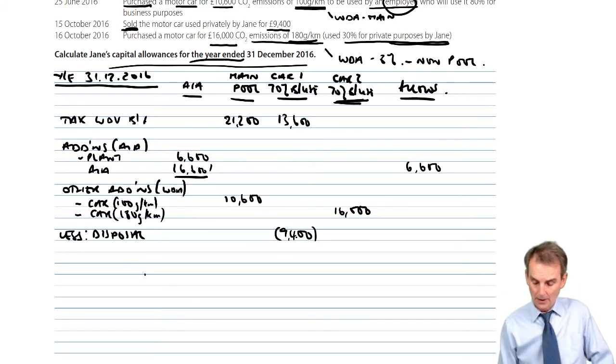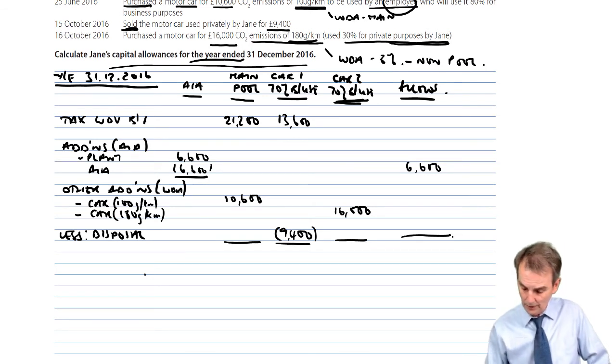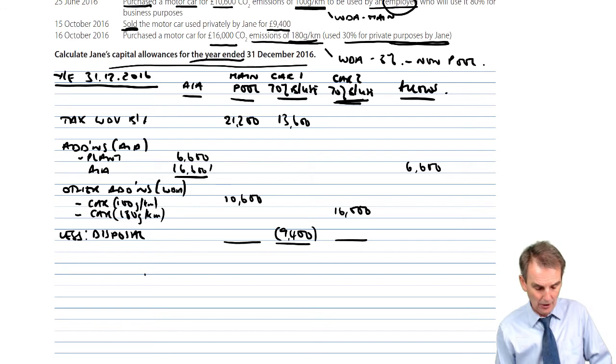£9,400. So let's see what balances we have got. Oh, don't need that for the allowances, of course. We're going to add that up at the end. So in our main pool, we inherited 21,200. We've added in the car costing 10,600. That therefore is £31,800.